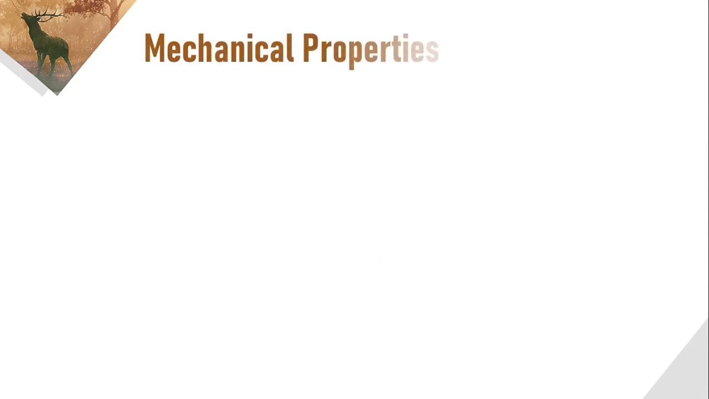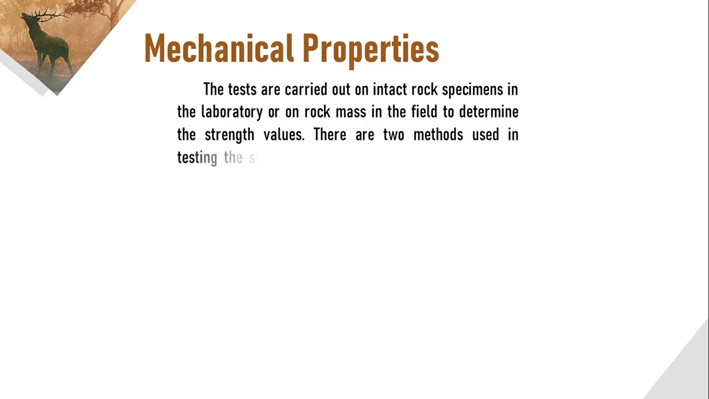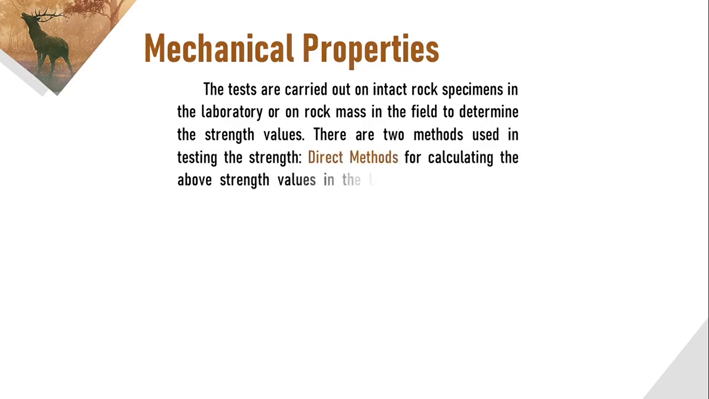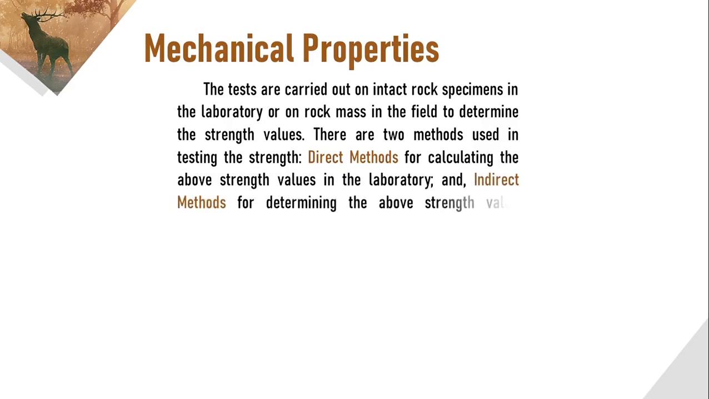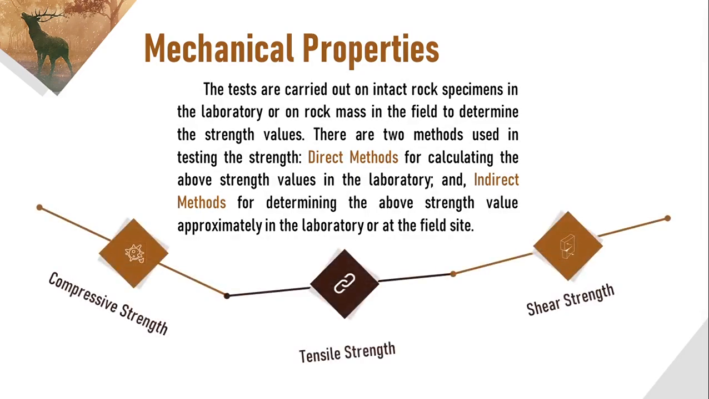Mechanical properties. The tests are carried out on intact rock specimens in the laboratory or on rock mass in the field to determine the strength values. There are two methods used in testing the strengths: direct methods for calculating the above strength values in the laboratory, and indirect methods for determining the above strength value approximately in the laboratory or at the field site. These strengths include the compressive strength, tensile strength, and shear strength.